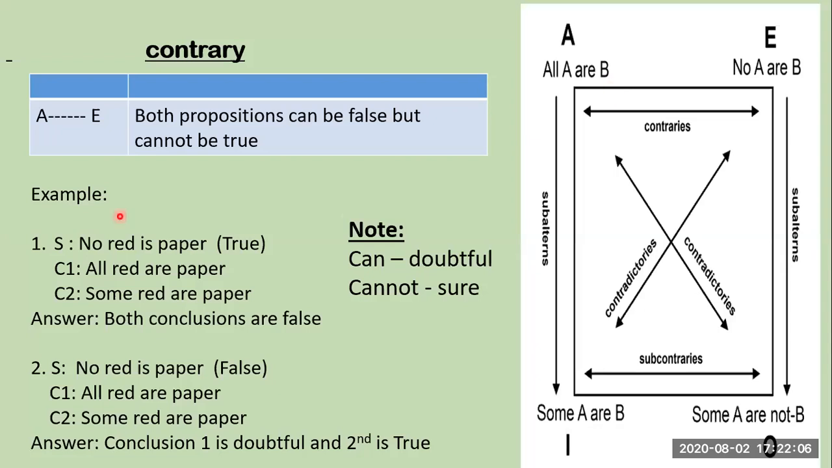So an example: no red is paper. So where's the no here? This one, no red is paper. And conclusion one, all red are paper. And again, some red are paper. Some means I. So this is the odd man out because this is not contrary.